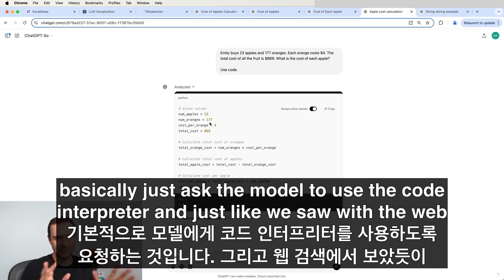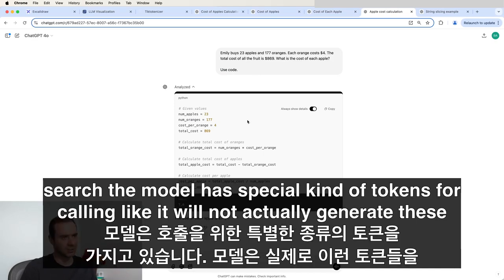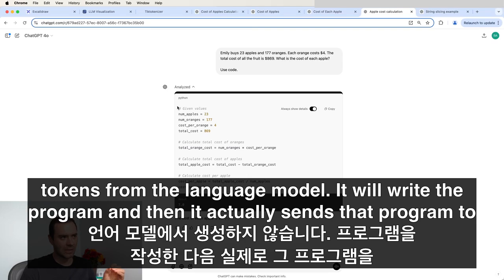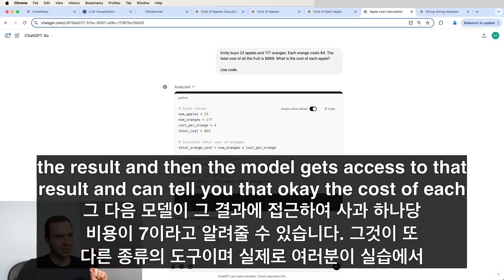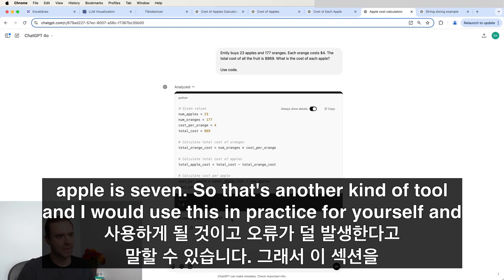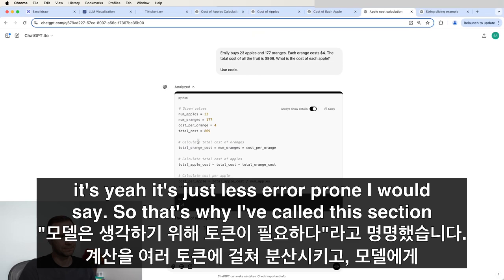And just like we saw with the web search, the model has special tokens for calling tools. It will not actually generate the result from the language model. It will write the program, and then it sends that program to a different part of the computer that just runs that program and brings back the result. And then the model gets access to that result and can tell you that, okay, the cost of each apple is 7. So that's another tool, and I would use this in practice for yourself. It's just less error prone, I would say.